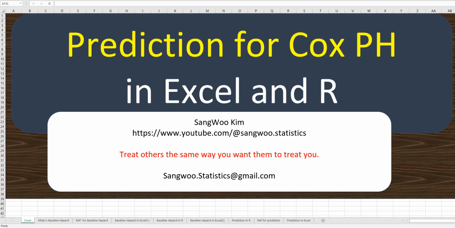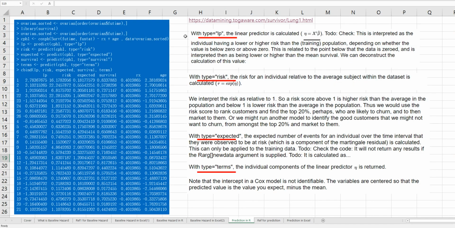I'm Sangwoo Kim. Today I would like to show you how to get predicted values for Cox PH model in Excel and R. There's one reference site I've used to explain predicted values. So in our program, it provides 5 different predicted values from this function, based on data sorted by FU time.